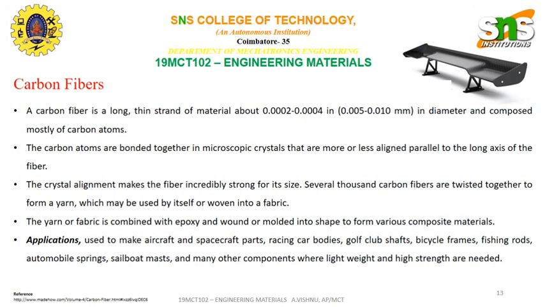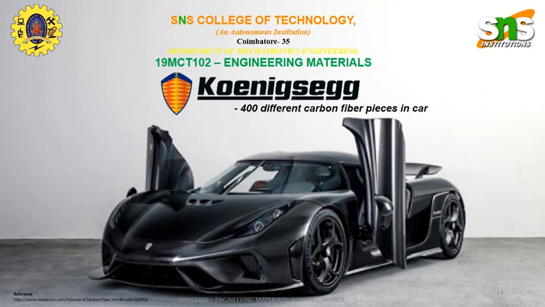Several thousand carbon fibers are twisted together to form a yarn, which may be used by itself or woven into a fabric. This yarn or fabric is combined with epoxy and woven or molded into shape to form various composite materials. Applications are mainly in aircraft, spacecraft parts, racing car bodies, golf club shafts, bicycle frames, fishing rods, automobile springs, sailboat masts, and many other components where light weight and high strength are needed.